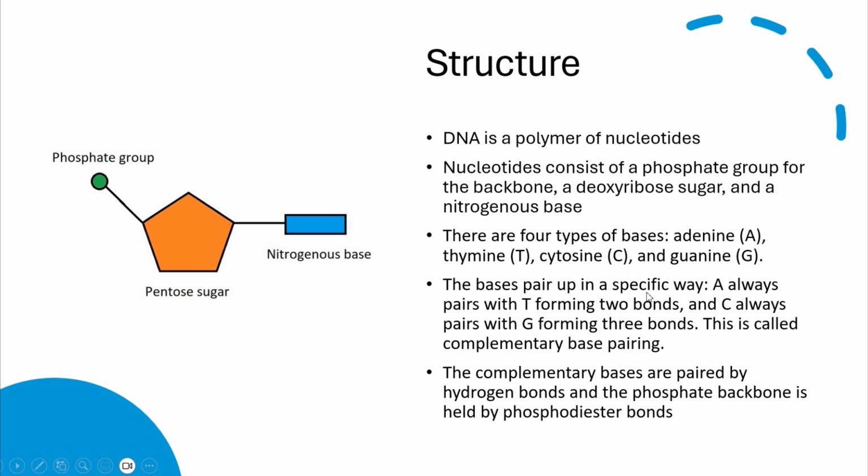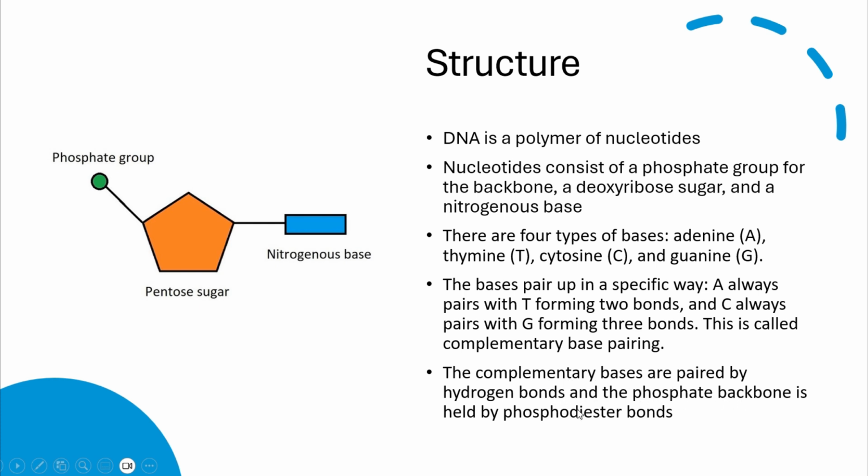The bases pair up in a specific way. So A always pairs with T, forming two bonds. So AT and CG. Remember that. AT forms two bonds, CG forms three bonds. This is called complementary base pairing. So the complementary bases are paired by hydrogen bonds.